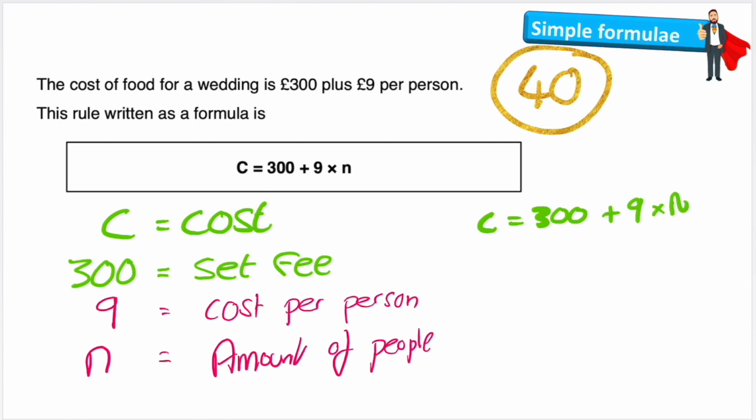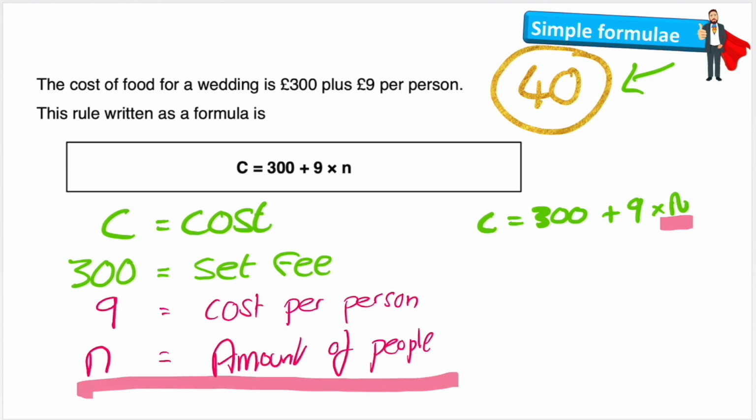And now what I can do is start to input some data into my formula. And the data that we have is the 40. We have 40 people coming to my wedding. So I'm going to replace the letter n with the value 40. Because remember, n stood for the amount of people that are going to come. And we know that's now 40. So let's write my second line of my formula, which would be C equals 300 plus 9 times 40.